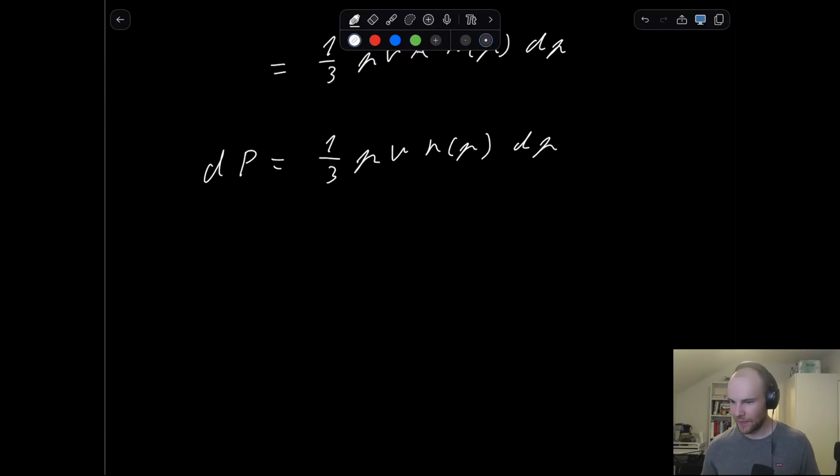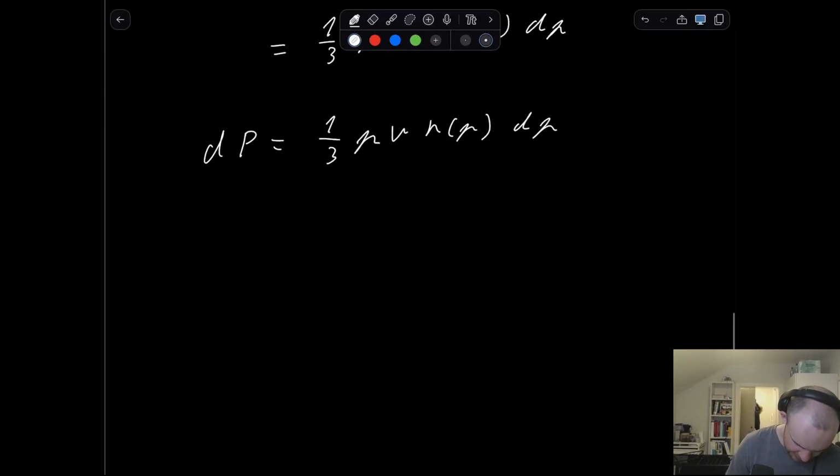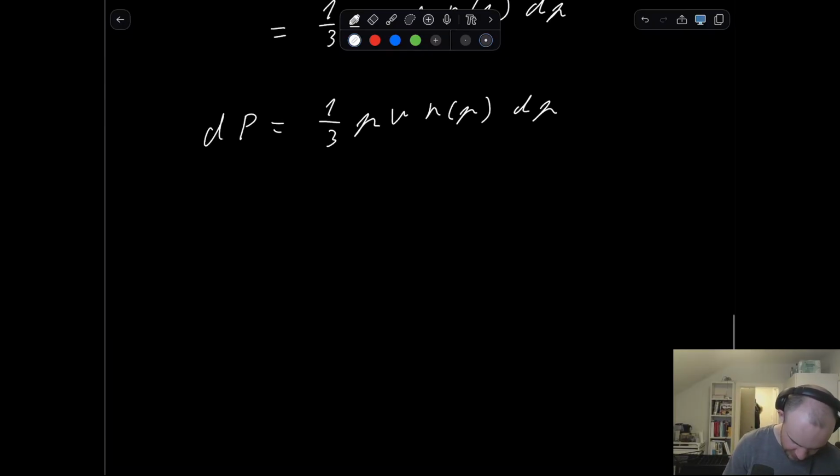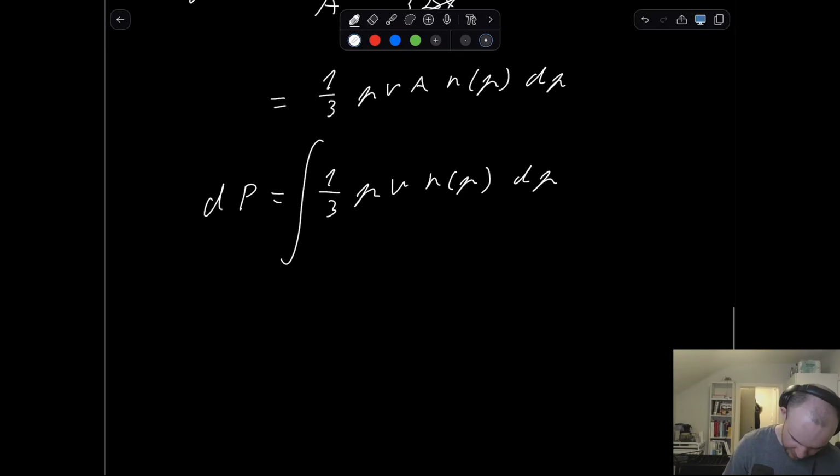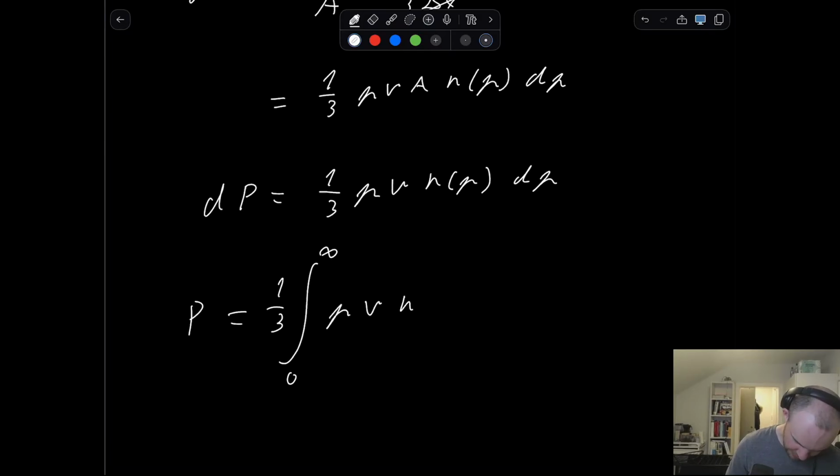Okay, so this is just change in pressure. I need the total, of course, my mistake. And the total is pretty easy. That is just if I integrate this function from 0 to infinity, then I get the total pressure. So P is just the integral 1/3 from 0 to infinity of P V N of P, and then of course dP.